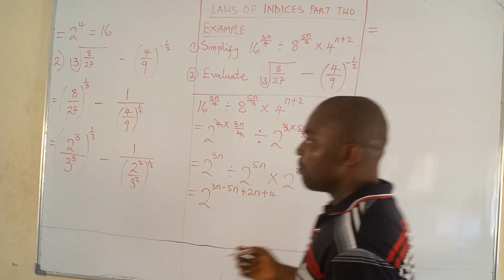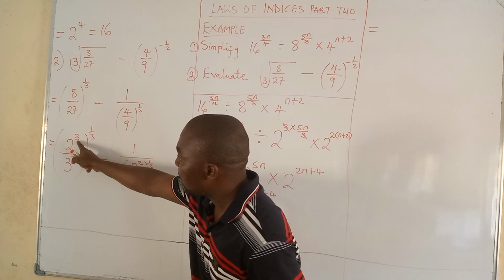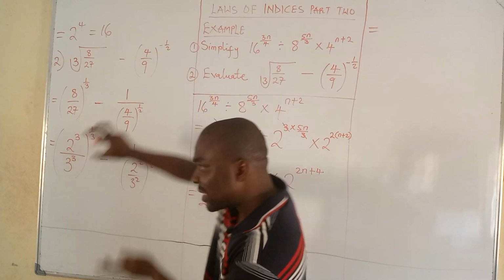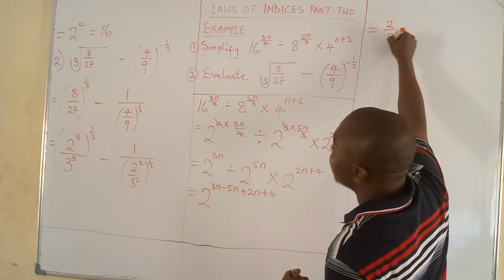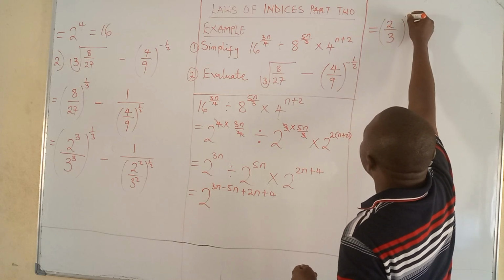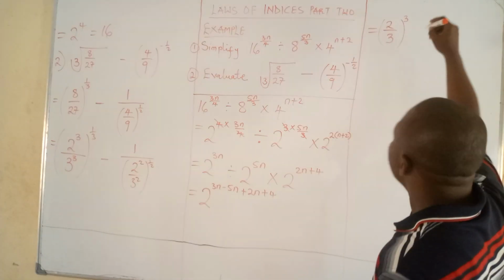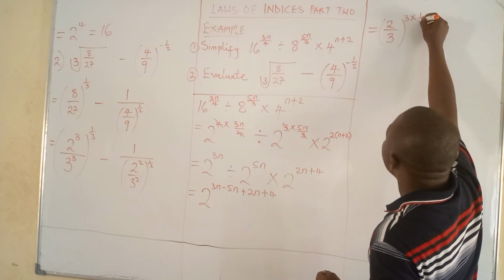And so, still laws of indices. The power here is 3, the power here is 3. I can take it outside. And I'll be left with 2 over 3. The power 3 that they have in common, I took it outside. Then times, there is already power 1 over 3.